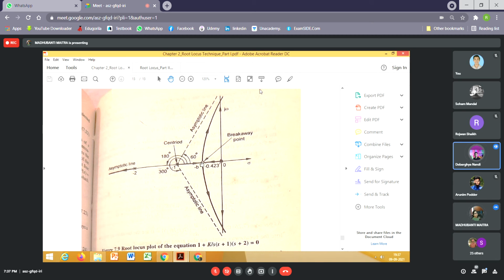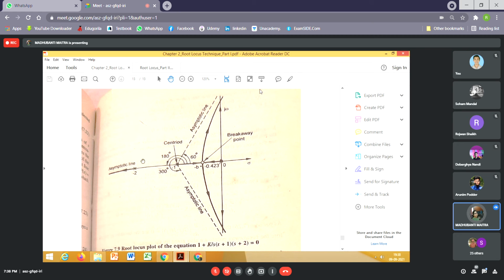Similarly, this root branch will again tend towards infinity, as there are no open loop zeros. Hence, all three root branches will tend towards infinity as k tends towards infinity. So this root branch will tend towards infinity along this asymptote. And the third root branch is an on-locus segment having infinite length, so it will originate from this open loop pole and will tend towards infinity along the negative real axis, and the asymptotic angle is 180 degrees, right?